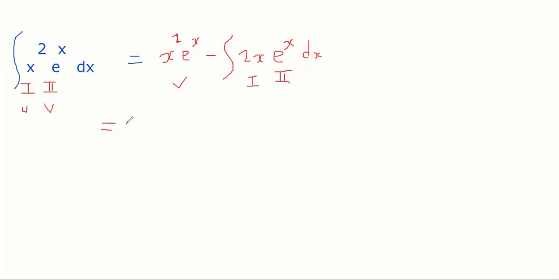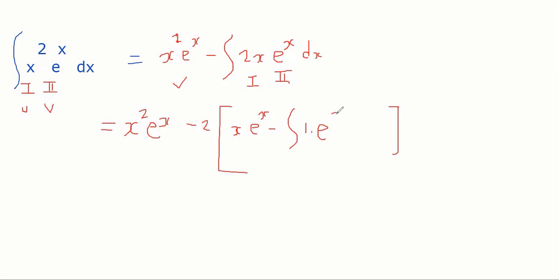So first we'll copy x square e^x as it is. In fact, we'll take 2 also outside, so minus 2. Now whatever we do, we'll do inside this to get x into e^x. Then what has to be done? First function into integration of second, minus integration of differentiation of first. So 1 into integration of second, so e^x. There's the advantage of e^x. dx.